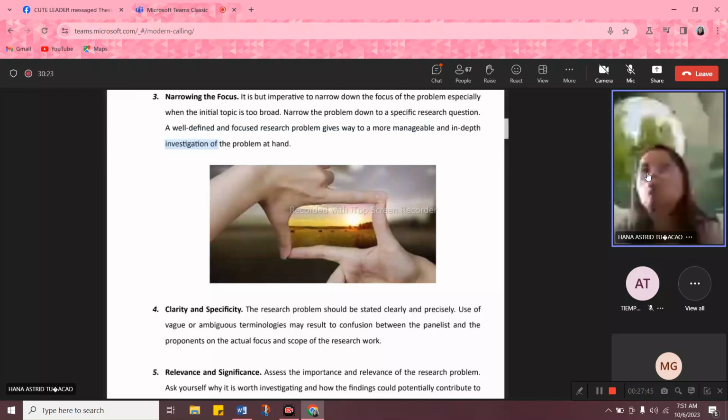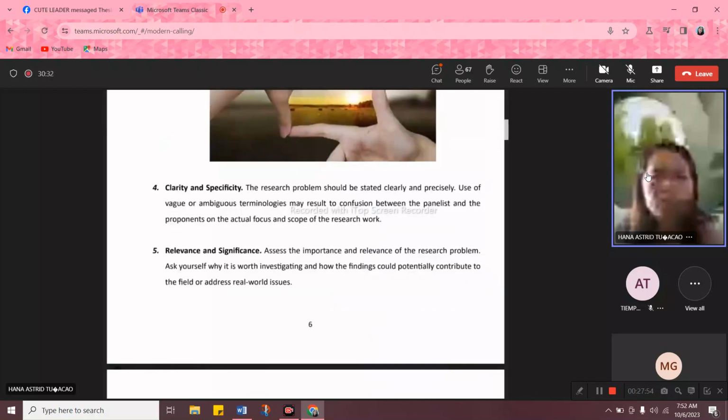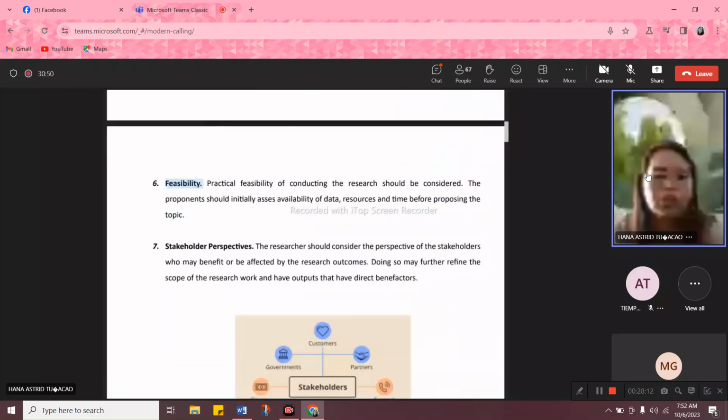Dili dako general nga problem nga katag ang buhaton. There's clarity and specificity. So be clearly stated and precise. Do not use vague or ambiguous terminologies kay mo result na og confusion between your panelist and you yourself. Relevance and significance. Feasibility, no? Practical feasibility of conducting the research should be considered. That is, you can initially assess the availability of the data, resources, and time before proposing the topic.